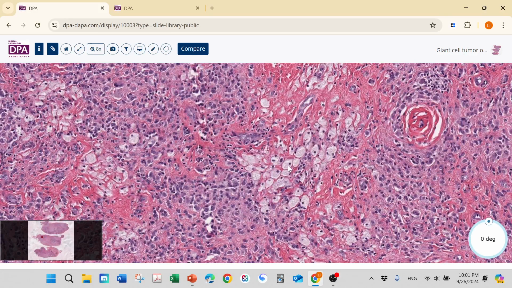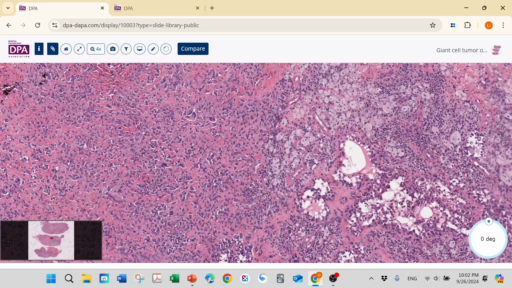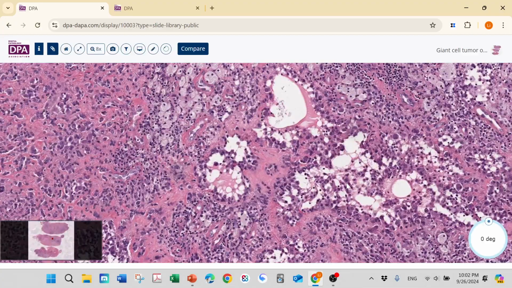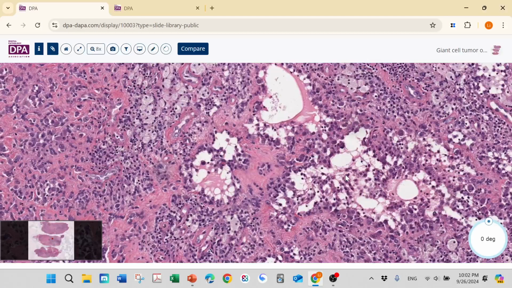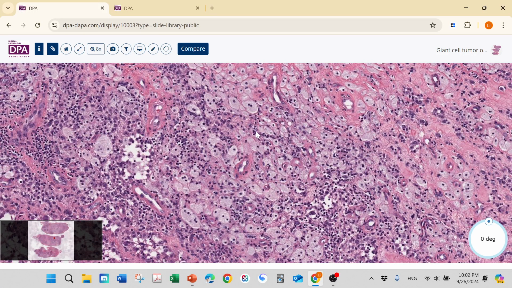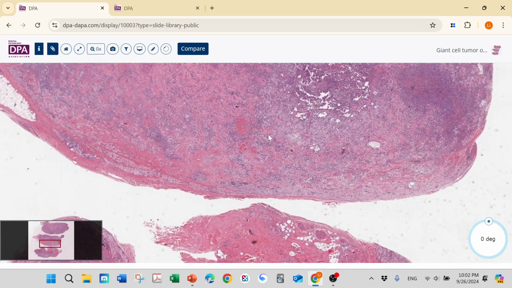And one more is that sometimes you will see this cohesive mononuclear cell. See, this is also mononuclear, eccentric, rhabdoid, plasmacytoid looking, and they form this cohesive area. So this is another characteristic finding. The example is really good because we can see all of these foamy histiocytes. If you don't see giant cells but you see these, you need to look for these mononuclear cells. So this is a really nice example of giant cell tumor.